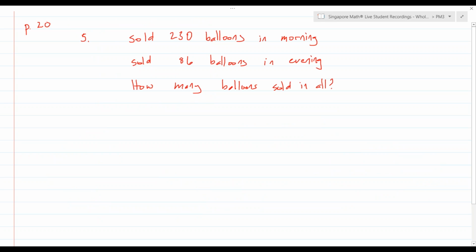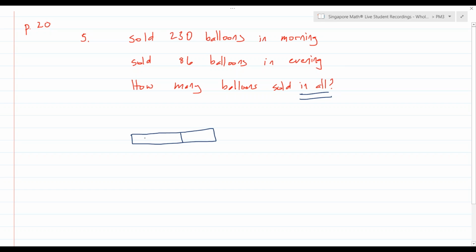Let's look at number 5. A man sold 230 balloons at a carnival in the morning. He sold another 86 balloons in the evening. How many balloons did he sell in all? When you read this, how many did he sell in all? Does it sound like 230 is a part?